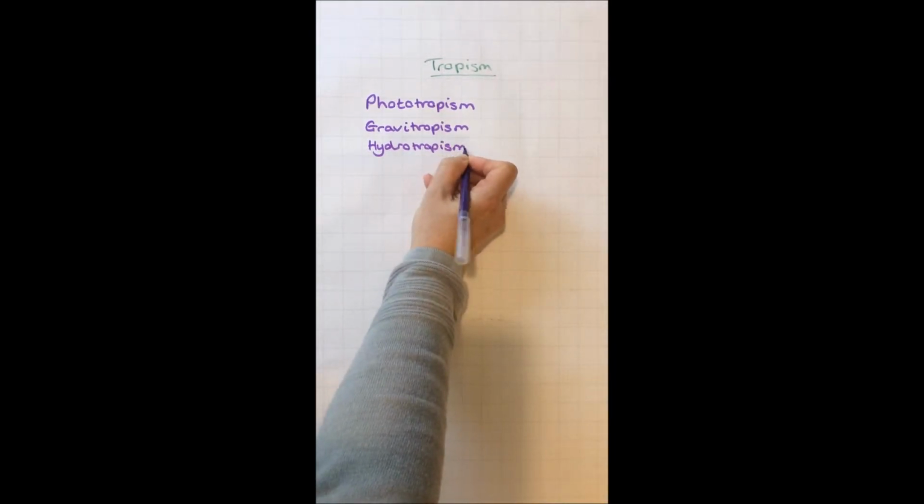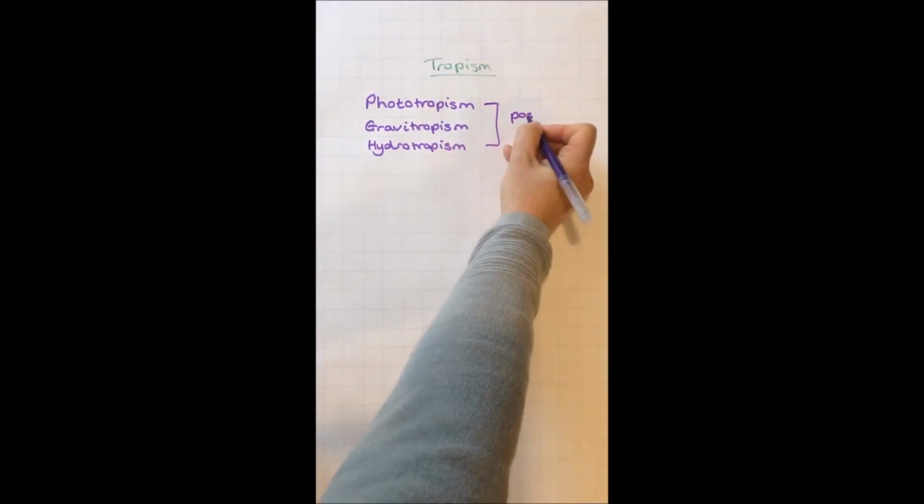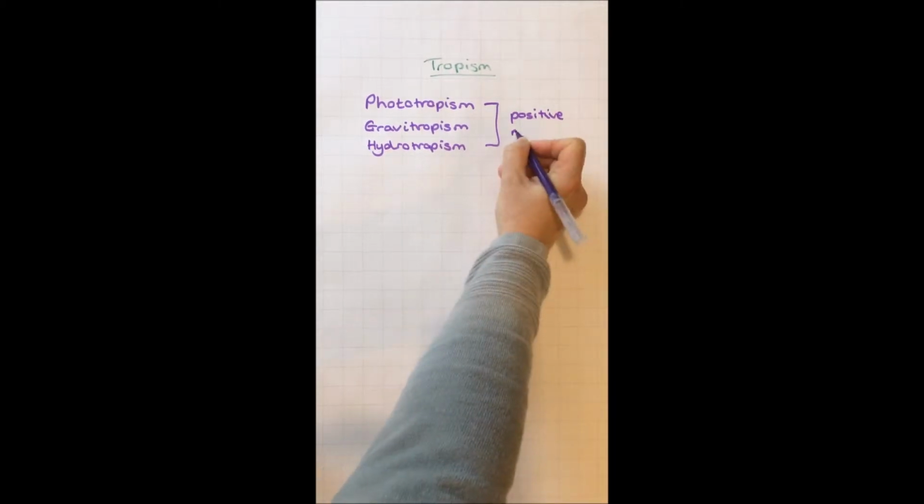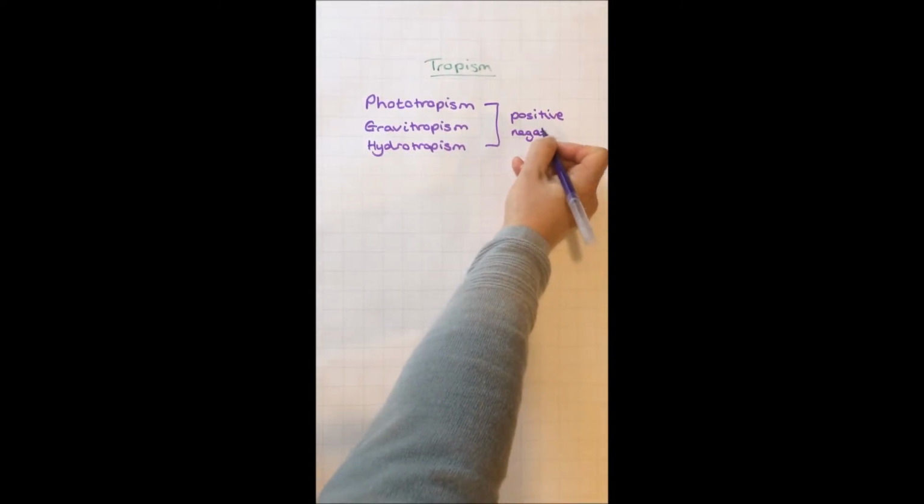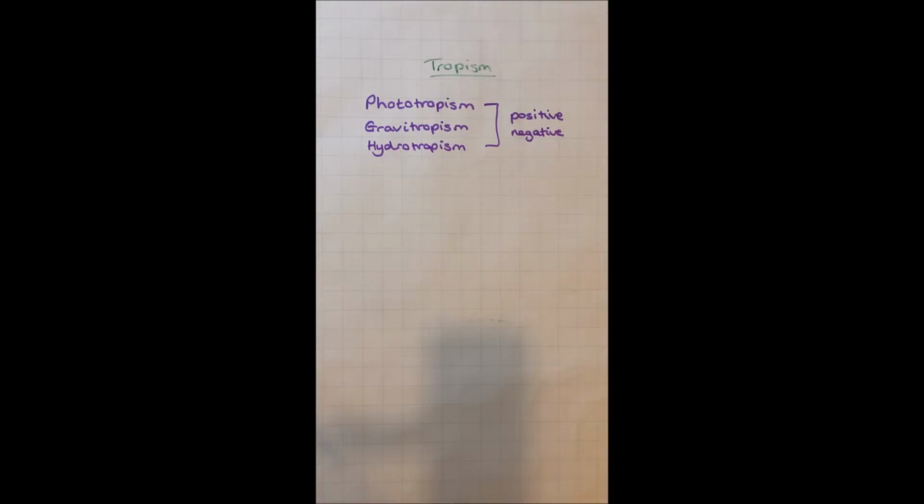Now all of these can either be positive or negative. So it's important if you're asked a question about this in your exam, whether you say it's actually a positive or a negative tropism. So for instance, if a shoot of a plant is moving towards light, that would be a positive phototropism. If a root were growing away from light, then that would be a negative phototropism. So towards the stimulus is positive, away from the stimulus is negative.